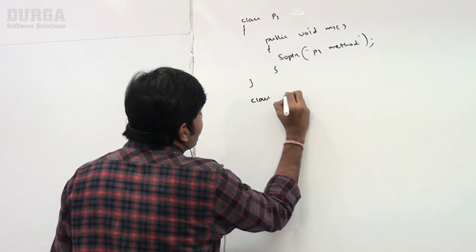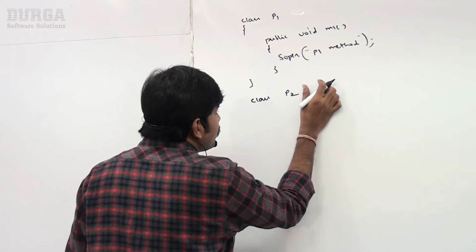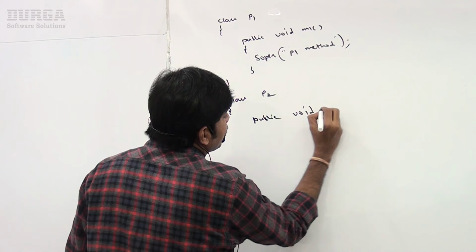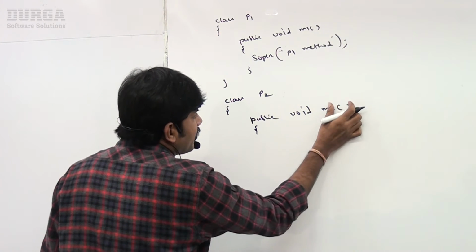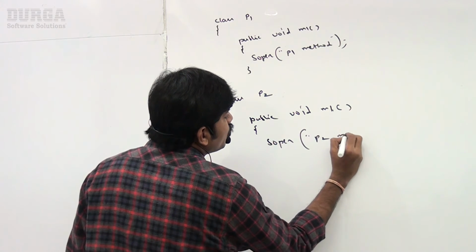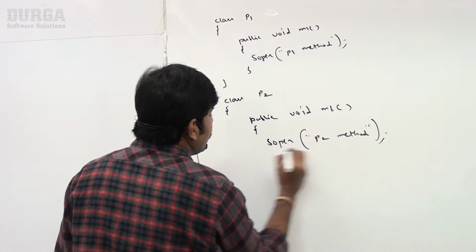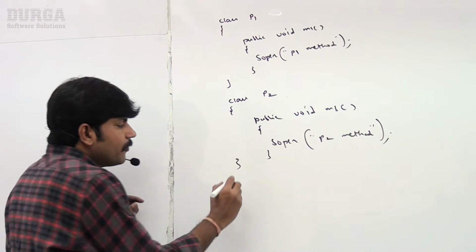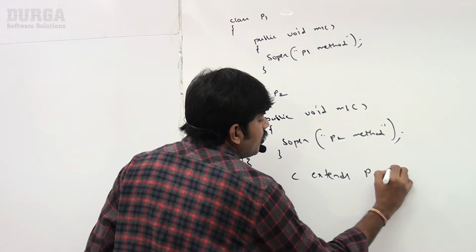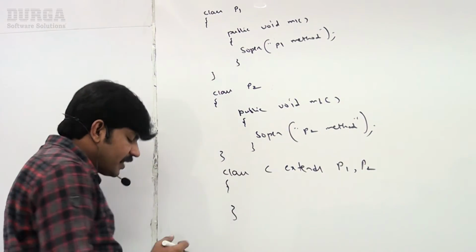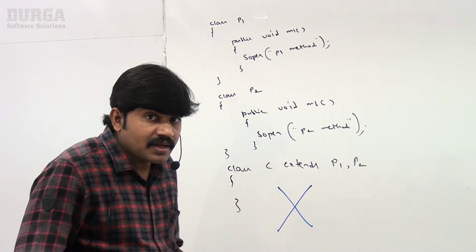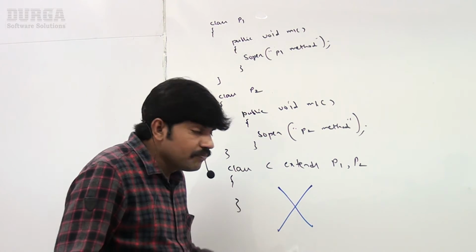What is the second one? Class P2, parent 2. Now, public void m1 method, System.out.println P2 method, like this I have. Are you getting the P2 method like this? Now class C extends P1, P2. Immediately the compiler will give an error. What will happen, sir? By default you are going to get a problem immediately.